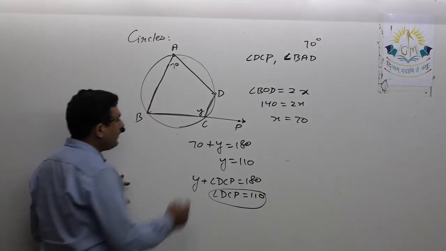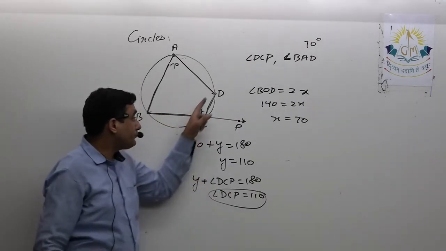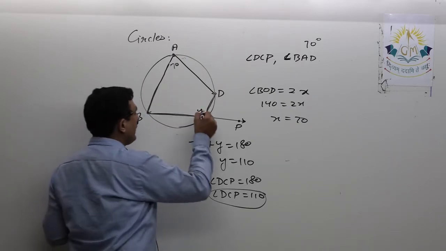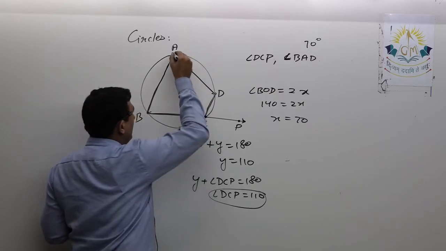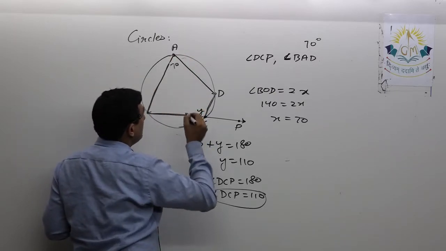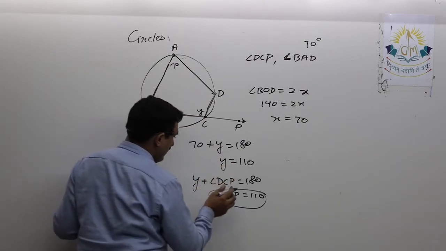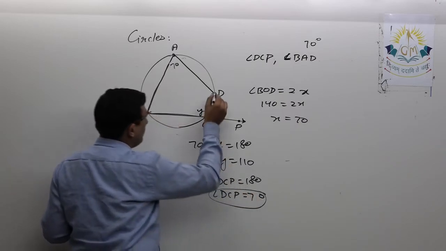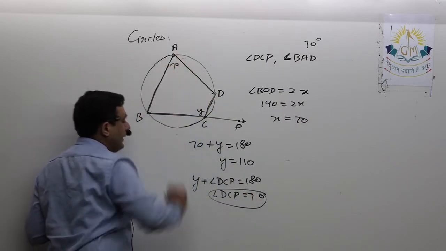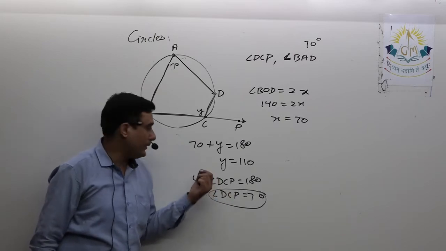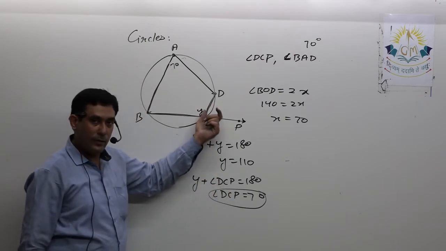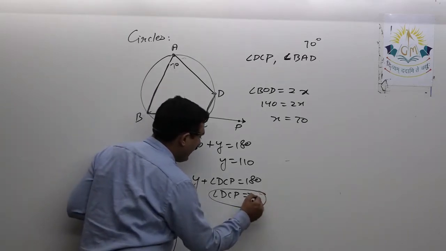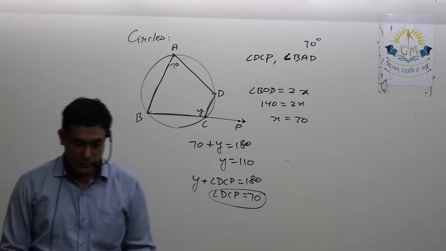Another way, as I gave you the theorem, is that the exterior angle of a cyclic quadrilateral is equal to its opposite interior angle. So with respect to C, the interior opposite angle is this angle. Since y is 110, this will be 70. So angle DCP, directly by the theorem that the exterior angle of a cyclic quadrilateral is equal to its opposite interior angle, again I will get 70. So this is the one question.